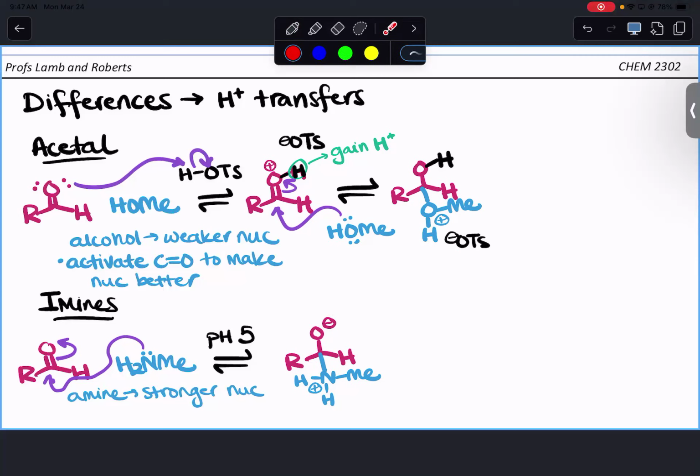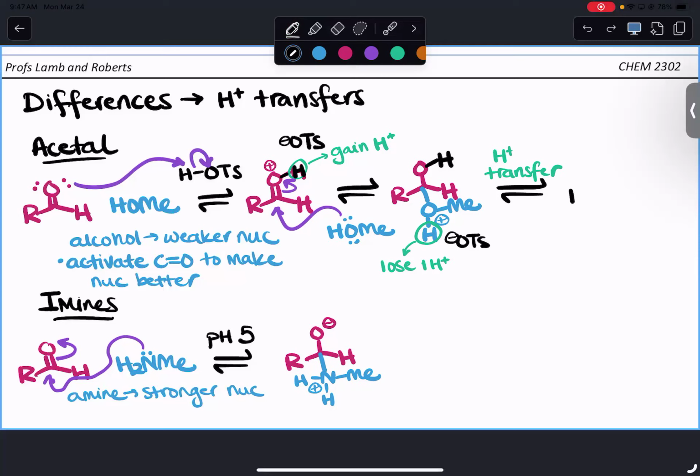All right, now you're going to see that we're going to take this proton and remove it. So now at this point, we're going to lose a proton. And then we're going to have a proton transfer step in order to generate that same intermediate that we saw on the previous slide. And at this point, you see that now our original carbonyl oxygen has gained another proton.